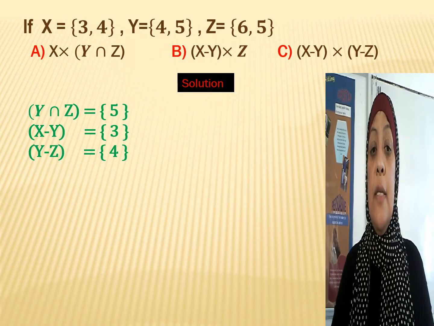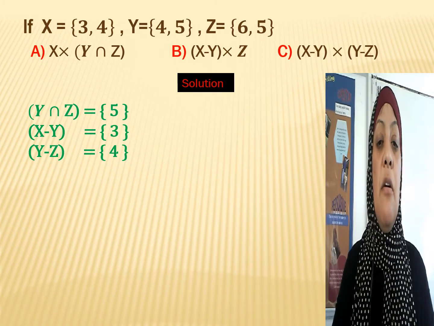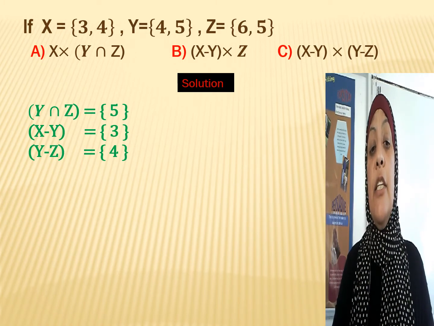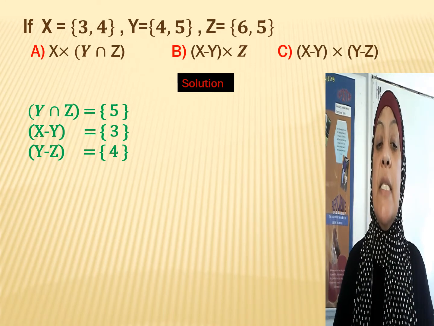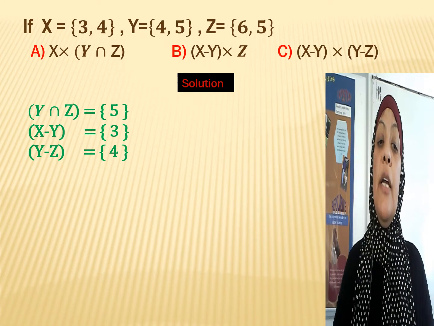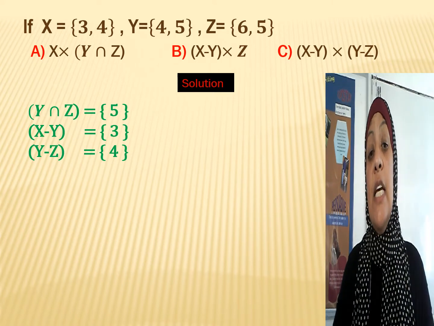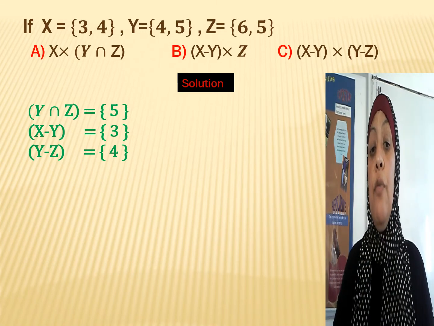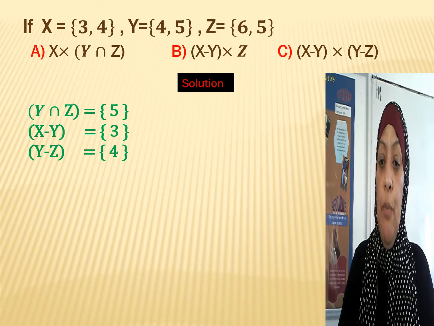Here, y intersect z, it means the common, it's in y and it's in z. What's the common? Yes, it's 5. Is it allowed to write 5? No, it's set 5. Okay? Then x difference y: what you can find in x and you can't find in y? Yes, 3. Then set of 3. Y difference z: what you can find in y and you can't find in z? 4. Okay, now I solved the operations.